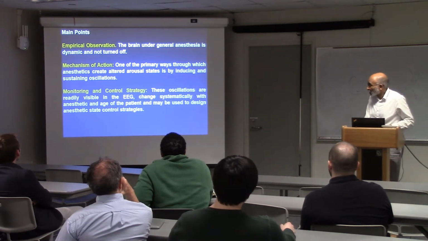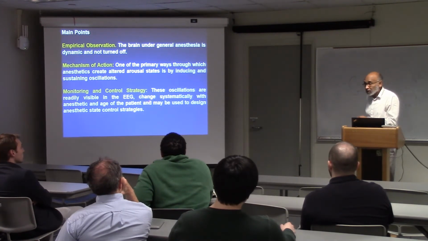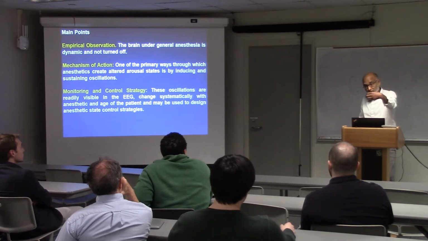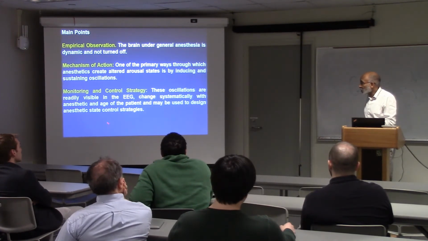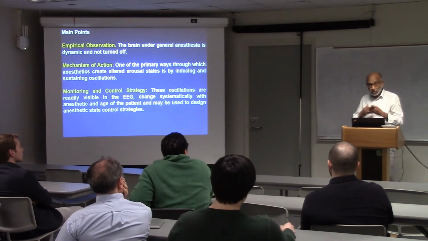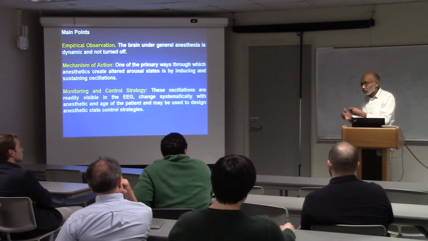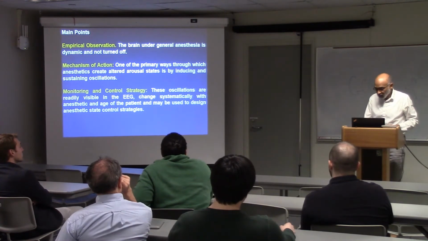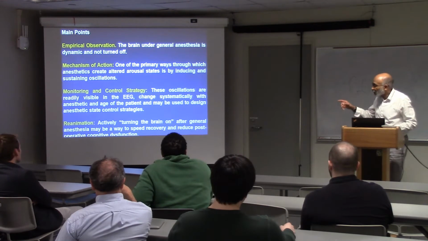And then what I want to show you is that these oscillations are very easy to see in the EEG. I'll show you that right away. They change very systematically with drug. You change the drug class, you change the dynamics that you get, and they change very systematically with patient age. And so what I'll show you finally is that you can then use this idea, because the signatures are so robust, to build a control system that you can then use to maybe control anesthetic state. I'll show you some experimental work we've done with that. Right? So those are the main ideas. And then finally, reanimation.